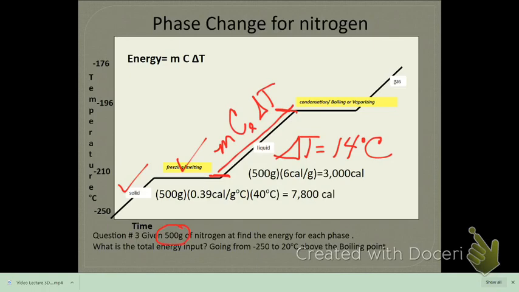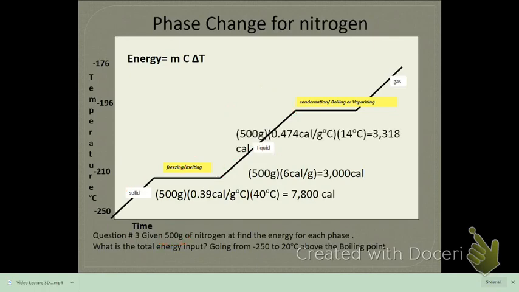And then I have delta T, which we've just calculated. So let's put that all in place. And here I wind up with 500, clear your calculator, 500 times 0.474, which is the specific heat of the liquid, times the temperature change, delta T, which we calculated together. And that should give you 3318. Pause if you need to and come back.